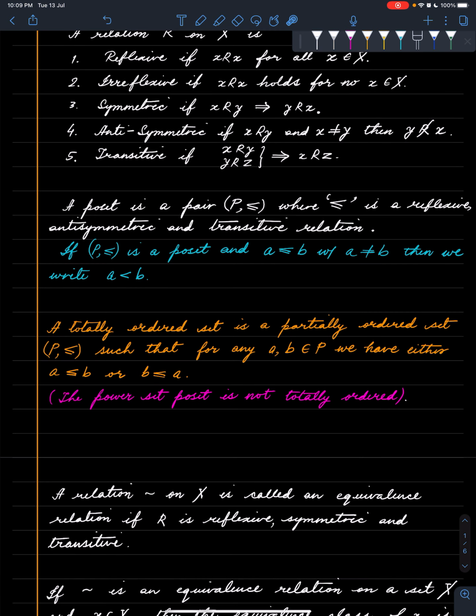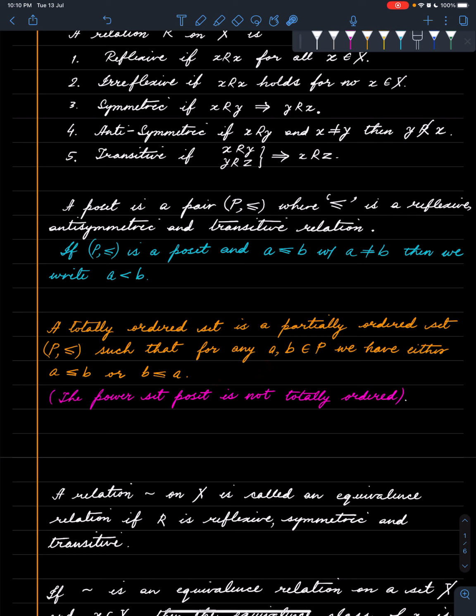Okay. And now another definition that I did not get into last time is basically that of a totally ordered set. So a totally ordered set is a partially ordered set with the property that you can compare any two elements. So whenever we are given two elements in this partially ordered set, either the first one is smaller than the second one, or the second one is smaller than the first one. So if this happens, then we call it a totally ordered set. An example of a totally ordered set is the natural numbers with the usual ordering.